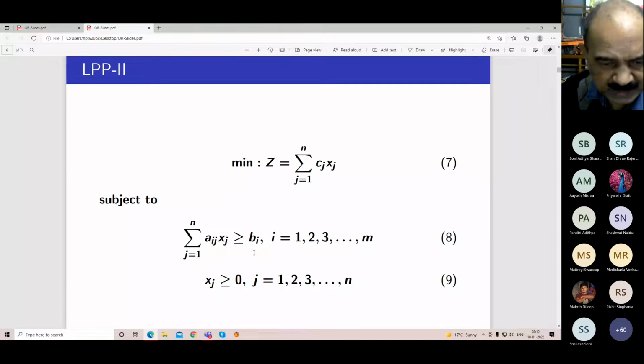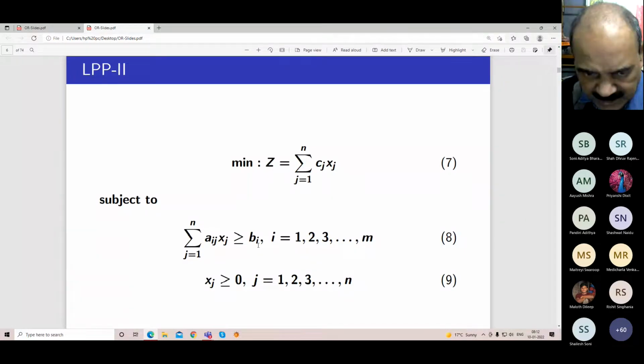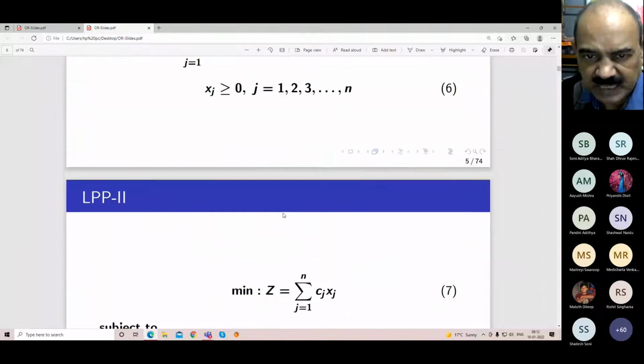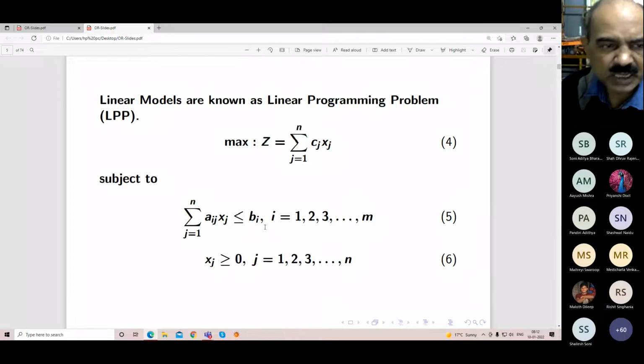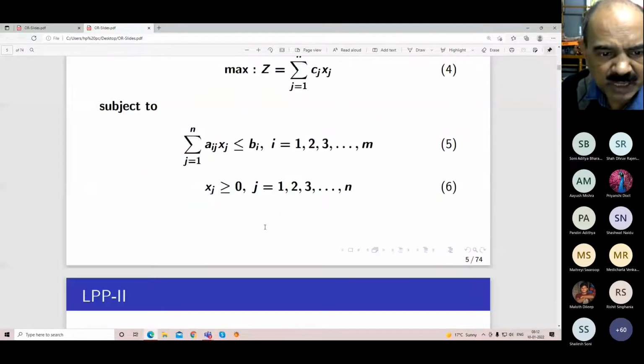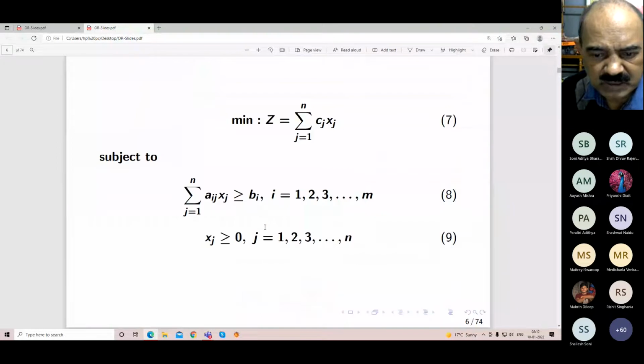The right hand side, whatever bi is given, is generally non-negative in nature. Similarly, earlier also this bi. So this is the resource level, and this bi is also non-negative. Okay, model 1 and model 2 we have discussed.